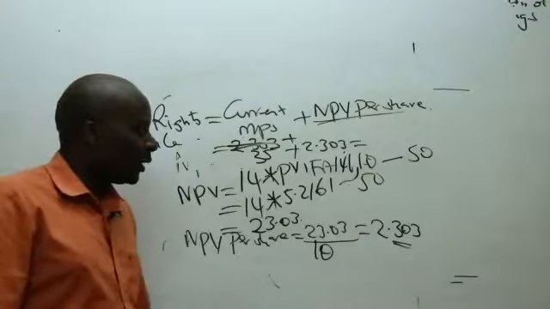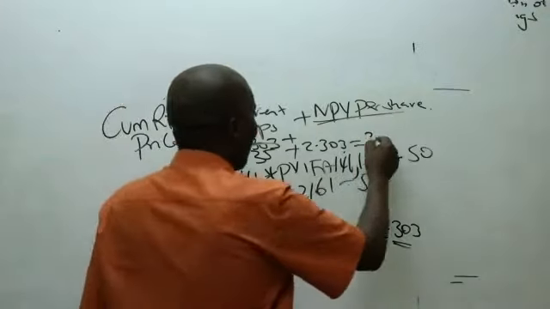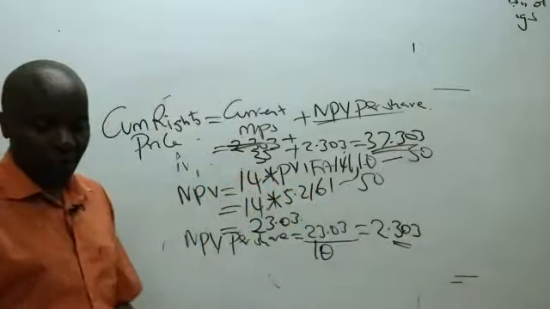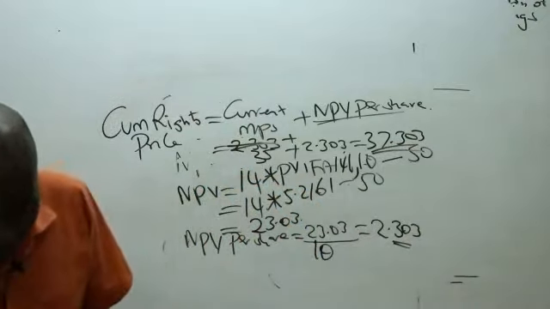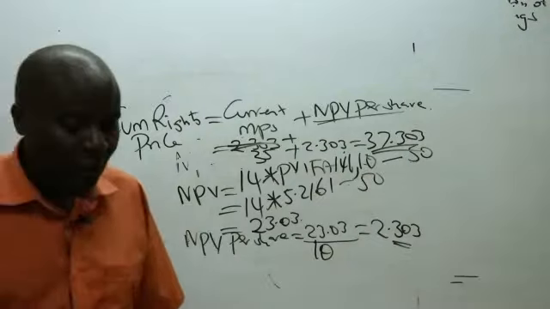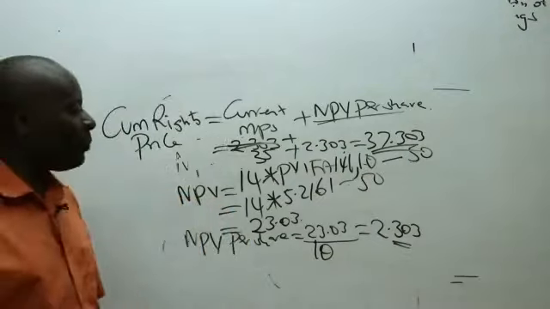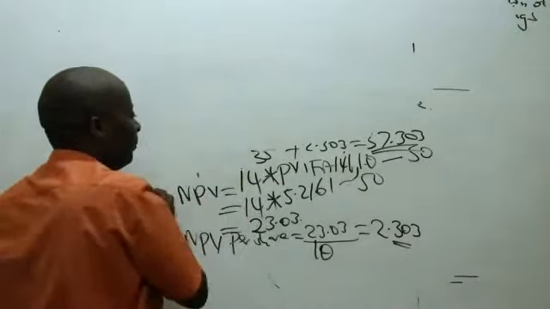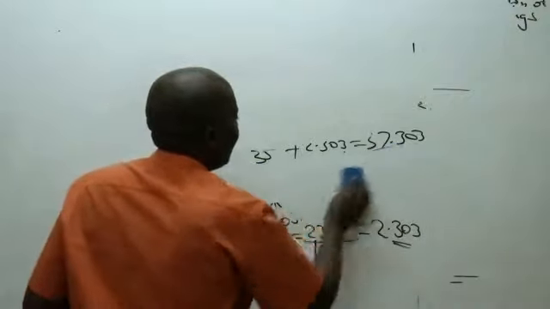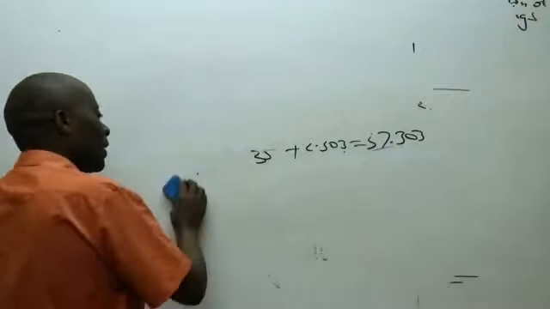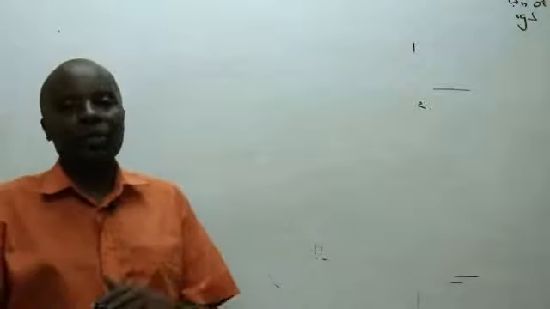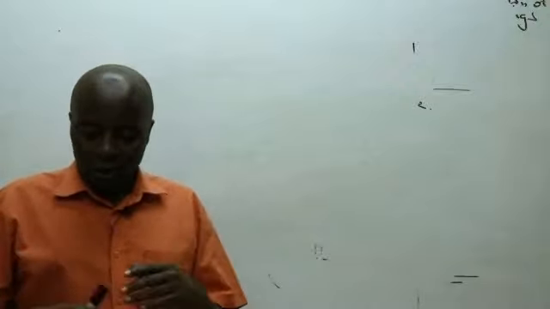Now, when you add the two, this will give us 37.303, and then you have your marks. And that's why I like FM. FM is a paper that you should be able to score highly. So now, in terms of valuation of ordinary shares, unless you have got a question, I think we are okay.